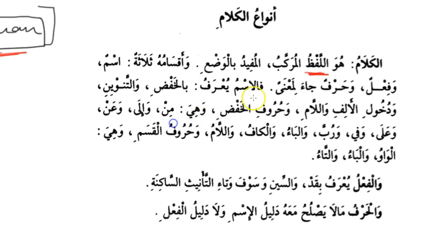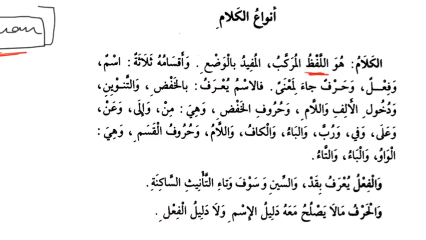So this is why he says, al-kalamu huwa al-lafdhu al-murakkabu al-mufidu bil-wada. In other words, in Arabic, when they say a kalam, a sentence, it means something that's uttered, it's made up of more than one part, and it's mufid bil-wada. That when that whole thing is said, the person that's listening, the second person, understands what you're talking about.